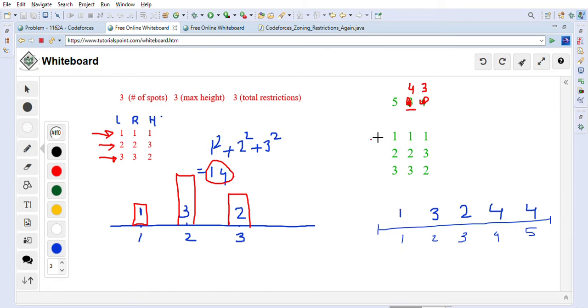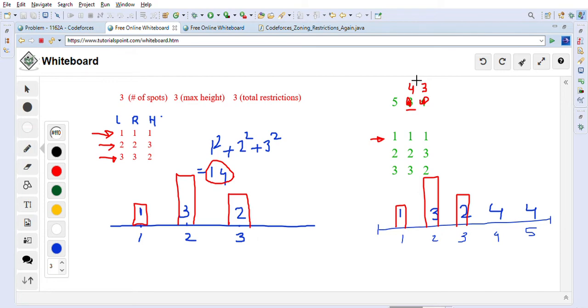So we will just go through each zoning restriction. From 1 to 1, we can build 1 height. So as you can see, this is the 1 height, right? From 2 to 2, we can build a 3 height. So 2 to 2 means this one, so this height is 3, right? And from 3 to 3, we can build 2 height, right? And for others, we can take the maximum height, right?